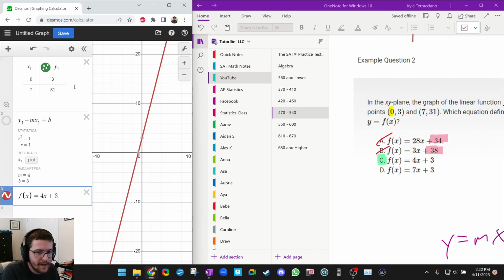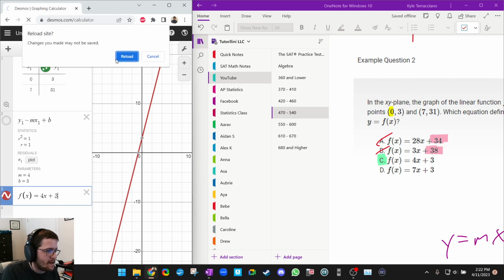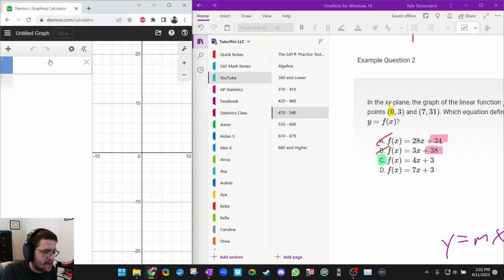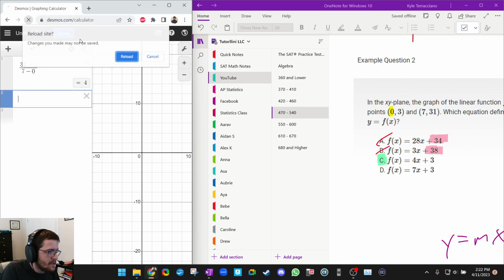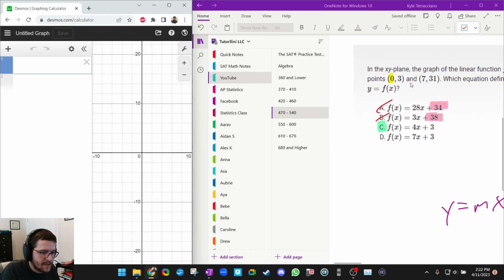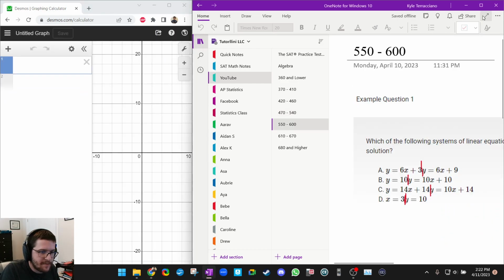You can find the equation of any line from points just by typing them into a table and regressing it, y1 ~ mx1 + b. Of course, this one wasn't that crazy, so you maybe would have been better off just, again, knowing y2 minus y1 and just doing one of these. And you get a slope of 4, and that gives you C. Anyway, I think that was it for this band. Let's move on to the 550 to 600 band.